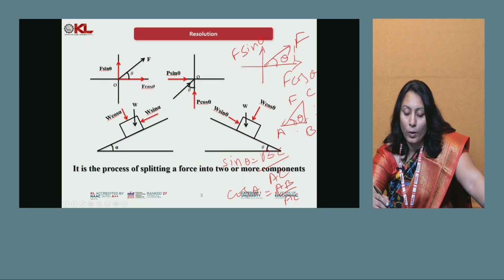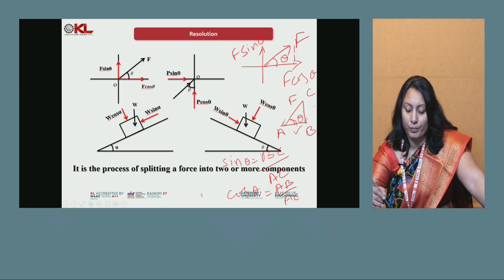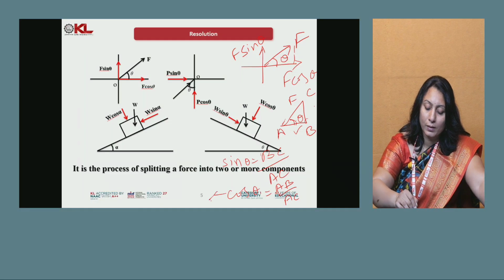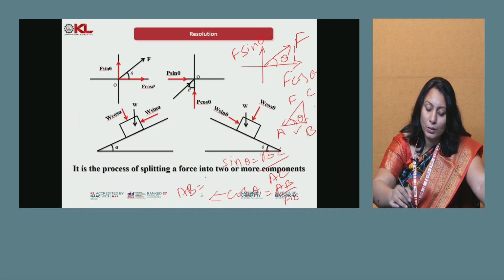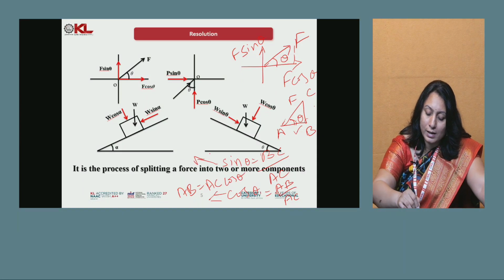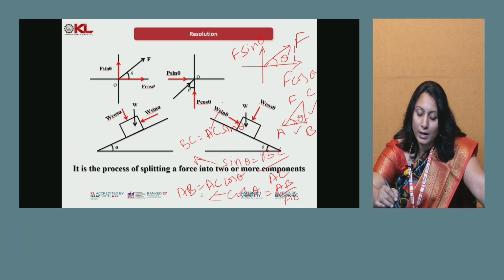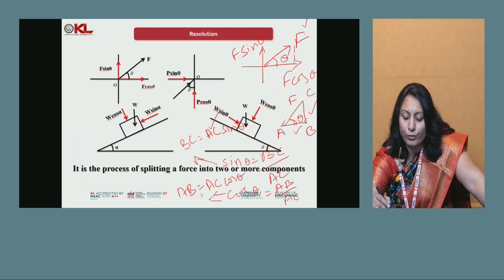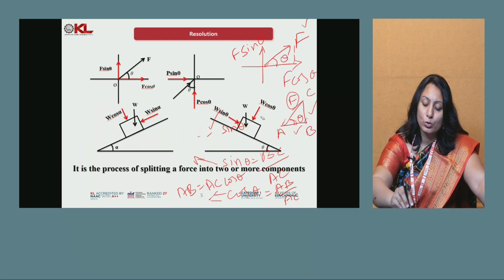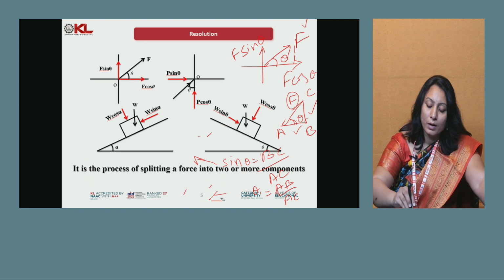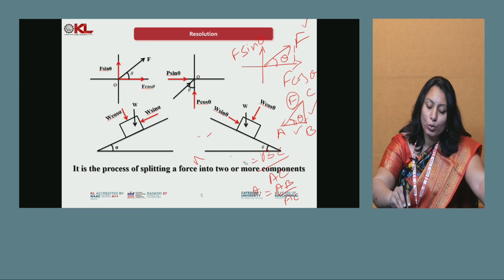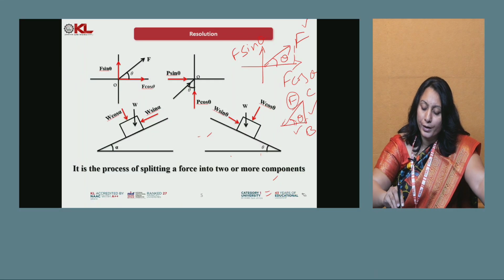If I want to know AB, then I can simply write AB is equal to AC cos theta, as well as I want to know BC. So BC is equal to AC sin theta. Here what is AC? AC is nothing but force F. So we can divide the force into two components by using simple trigonometry, which we already know from the 8th grade.